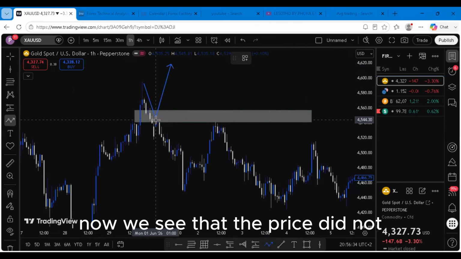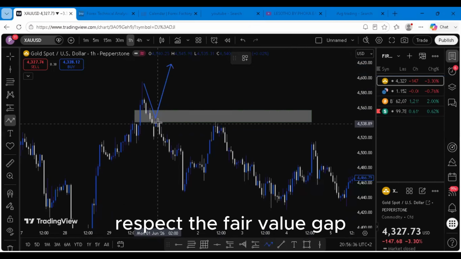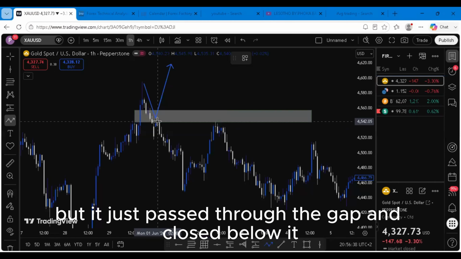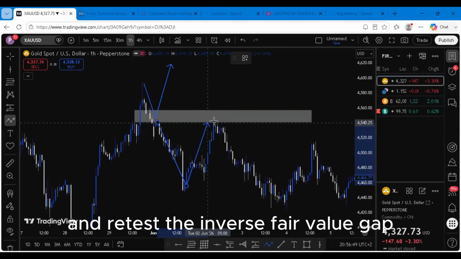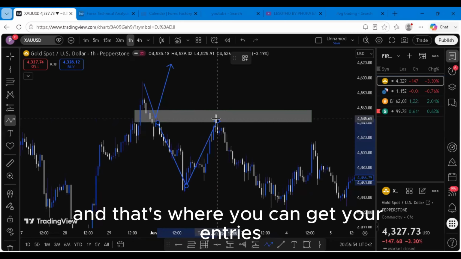Now we see that the price did not respect the fair value gap, but it just passed through the gap and closed below it. So what we can do is just to wait for the price to come and retest the inverse fair value gap. And that's where you can get your entries.